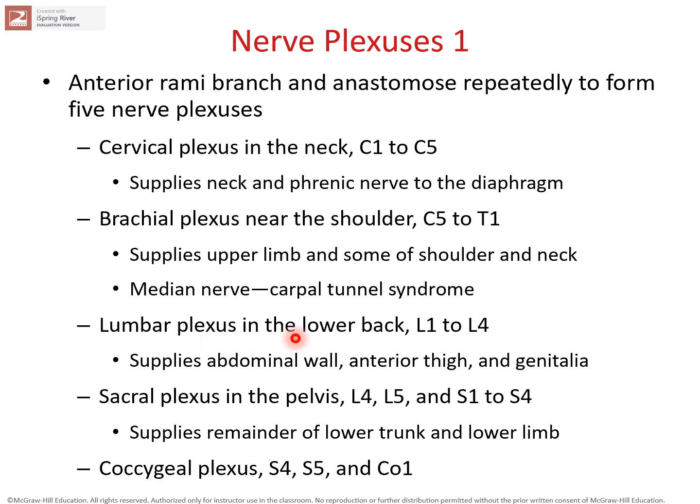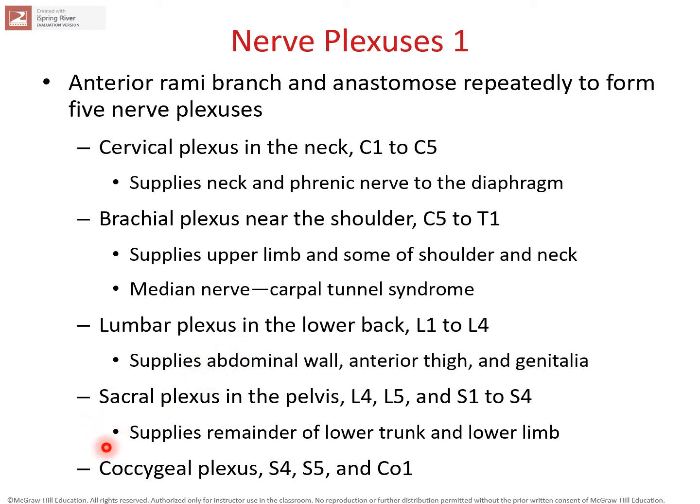So the lumbar plexus is present in the lower back, and the lumbar plexus serves the back, the abdominal region, the groin, the thighs, knees, calves, and the genitalia. And the lumbar plexus is formed again from the anterior rami of L1 through L4 spinal nerves. Okay, and sometimes in the lumbar plexus you also have the T12 nerve merging into the lumbar plexus.